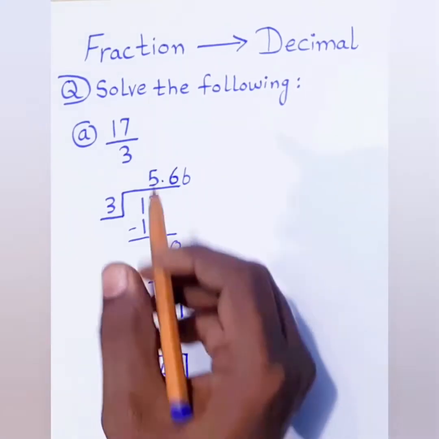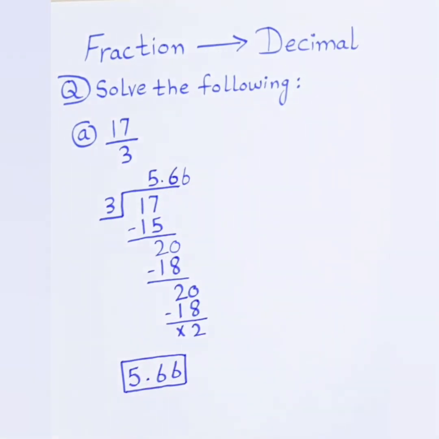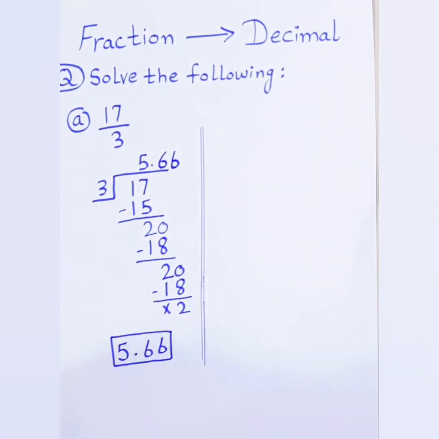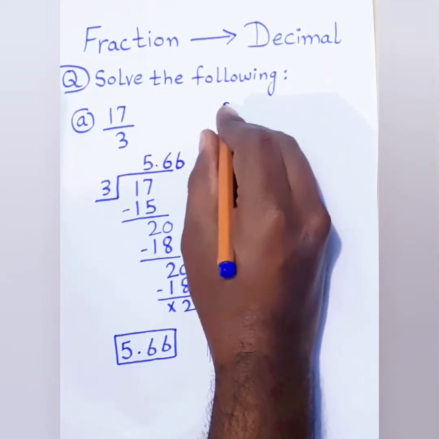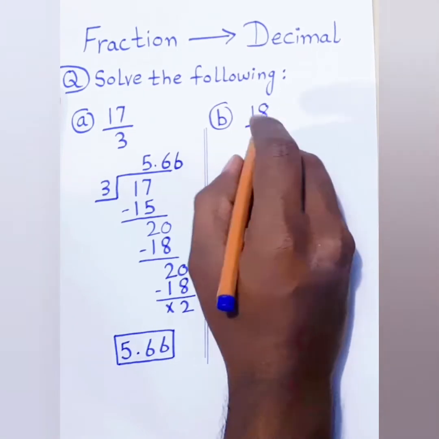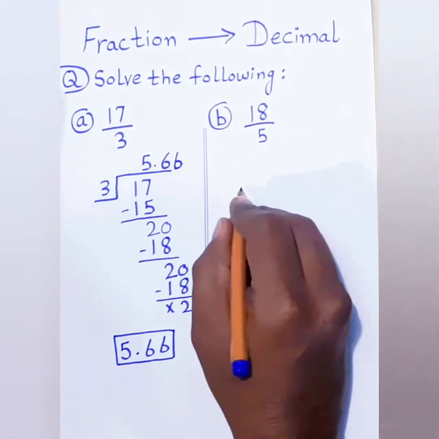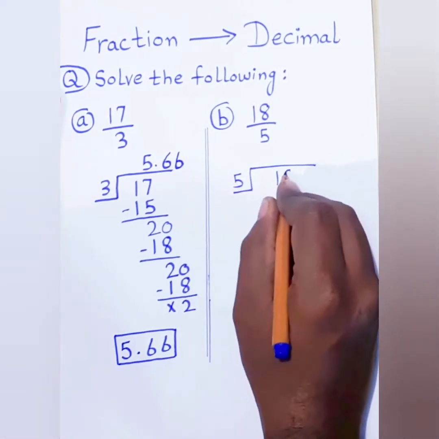after this question, fraction into decimal. Okay, now it's time for part B. So the question for part B is very simple. 18 upon 5. So again we have to convert it into decimal. So 5 should be here, 18 should be here.